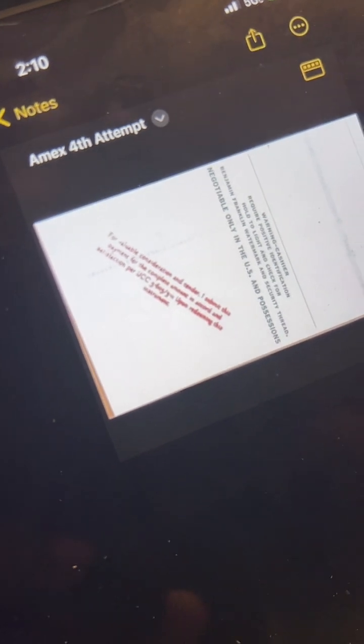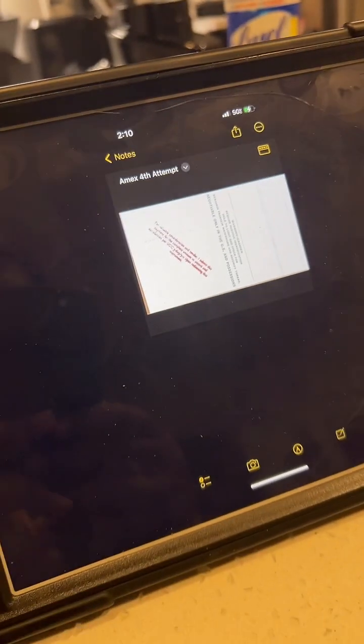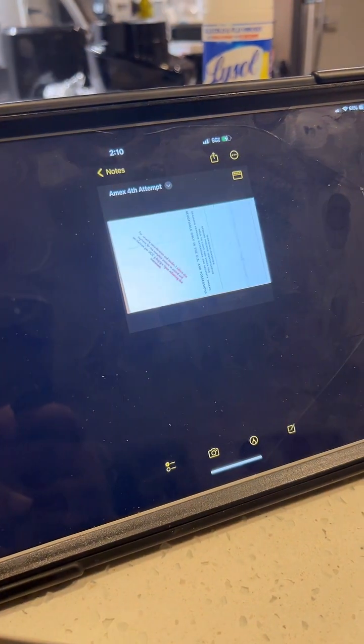Can y'all see that? So it says, for valuable consideration and tender, I submit this payment for the complete amount in accord and satisfaction per UCC 3-603/3-311 upon redeeming this instrument. So he wrote it in red.